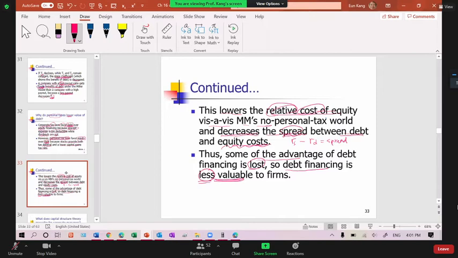So some of the advantage of debt financing is lost. Debt financing is less valuable to firms, right? So the benefit of debt goes down, but it is still valuable, just less valuable, because 0.25 is still greater than 0, even though it is less than 0.4. 0.4 is the corporate tax only; including personal taxes, it is 0.25. This is less valuable. So that's the only merit of Miller's paper.